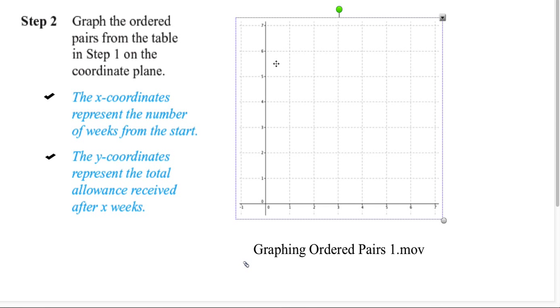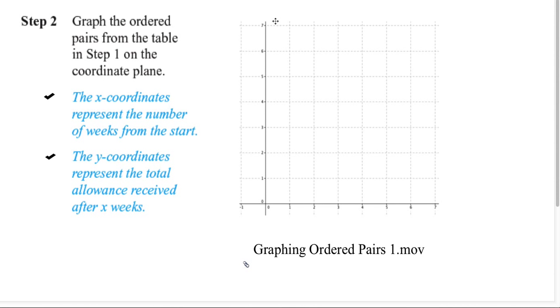Let me lock this so we can write on it. Okay, so we have the ordered pair 0, 0 right here. And we have the ordered pair 2, 4 right here. We have the ordered pair 4, 8, which is way above here, and another ordered pair 6, 12, which will go all the way up there.